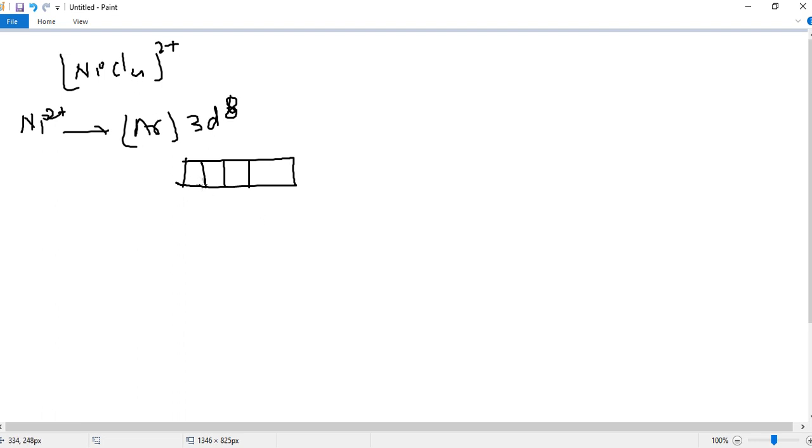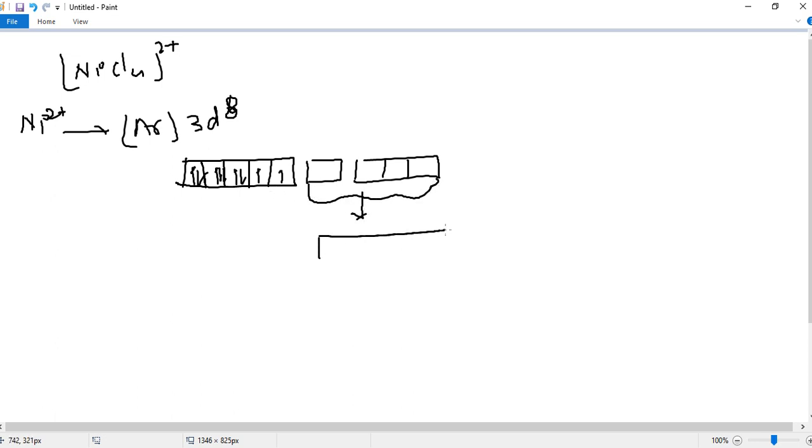So we need 4 vacant orbitals, right? We need 4 vacant orbitals. 1 2 3 4 5 6 7 8, right? So 4s is remaining and 4p is remaining. Because chlorine is a weak field ligand, this sp3 will hybridize and form 4 valence orbitals. 4 valence orbitals they form, sorry, and chlorine will put their lone pair electrons in these orbitals.